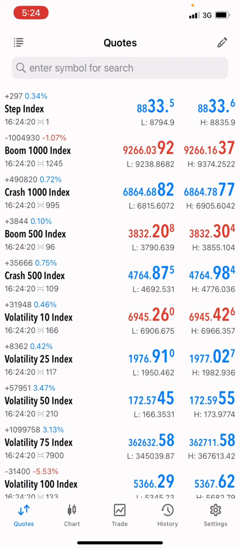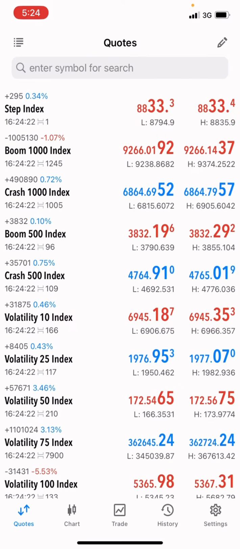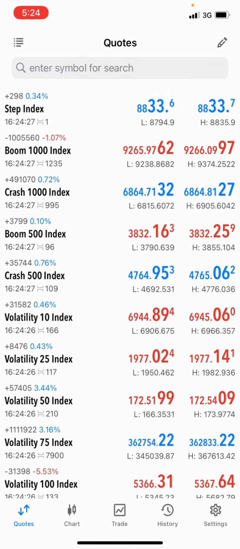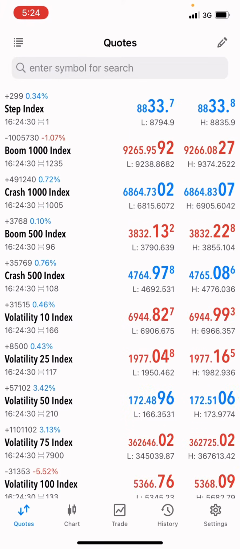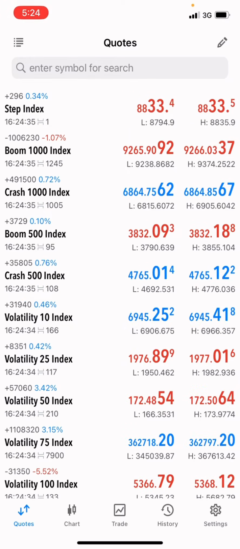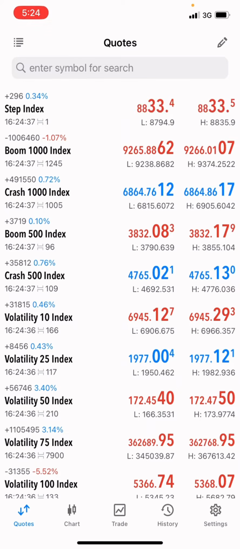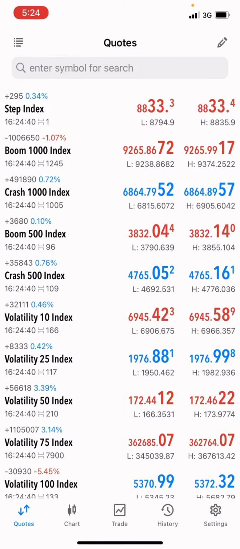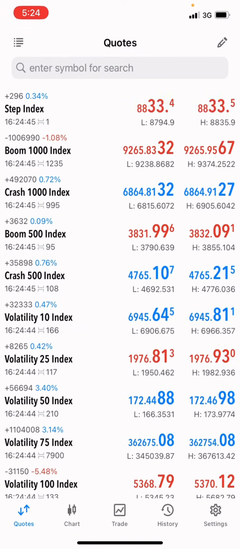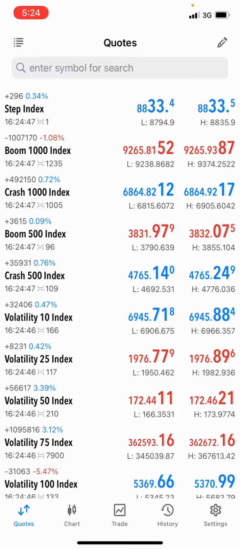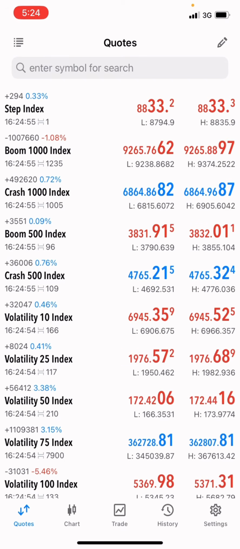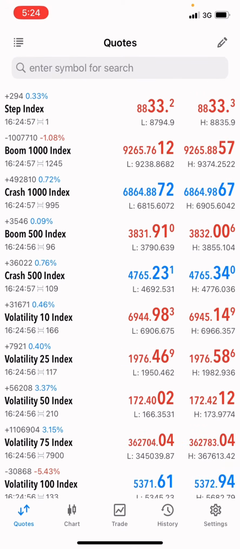So guys, in this video I'm going to give you a very good strategy. You're going to love it. Actually, I'm going to give you two strategies. The first is for small accounts, and the second is for small and big accounts. If you have a small account of about $3, you can grow it with this strategy I'm about to show you. We're going to be using the Crash 1000 index to grow our small account.